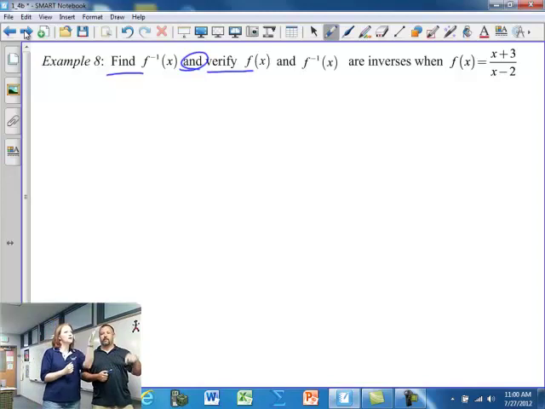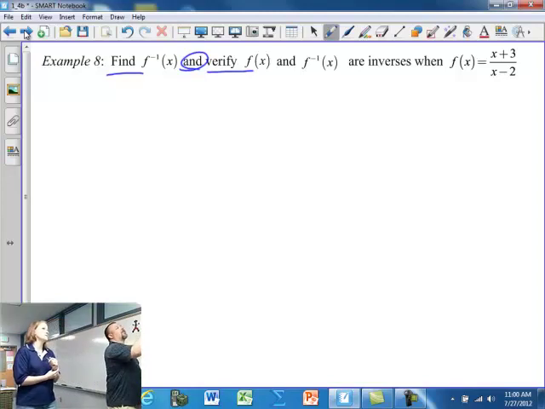So finding the inverse, refresh my memory, what do we do? We switch the x and y. So our function is f of x equals x plus 3. So for right now, we're focused on finding the inverse.